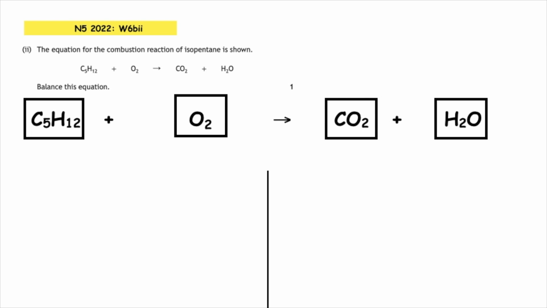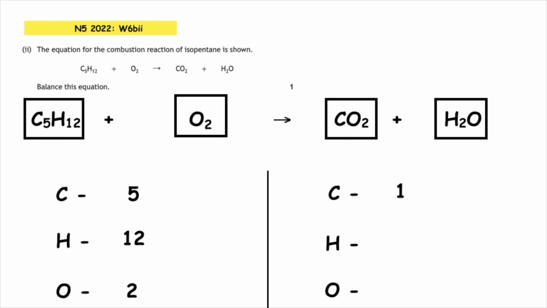The equation for the combustion reaction of isopentane is shown. Balance this equation. So the first thing we have to remember, what does Santa say? He says ho ho ho, which means we need to do all other elements and then hydrogen and oxygen last. So on the left hand side we're going to write our shopping list. We've got 5 carbons, 12 hydrogens, and 2 oxygens. On the right hand side we've got 1 carbon, 2 hydrogens and 1 oxygen. So we're going to start at the top.